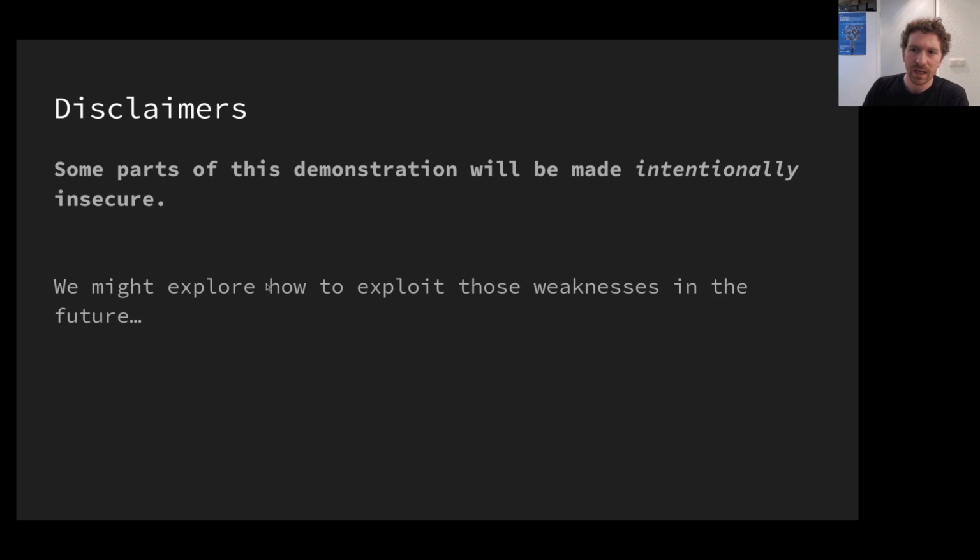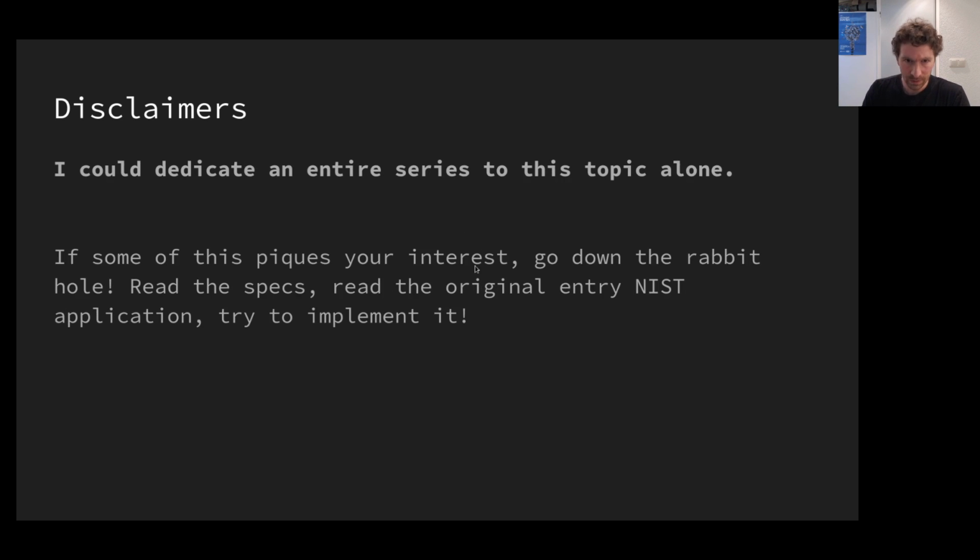All right. Some parts of this demonstration I will leave intentionally insecure. And that is because I might want to explore how we exploit weaknesses in the future. I might actually want to look at some of that stuff that I was alluding to just now. So some parts, I know that it's not the right way to do it, especially in production. This isn't a production system, but I'm leaving it in there intentionally. So keep that in mind. But do point it out to me if you see anything wrong.